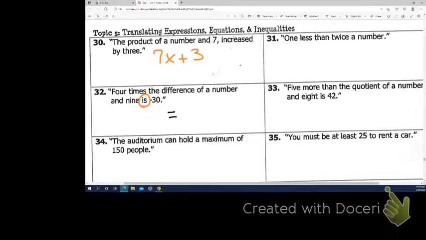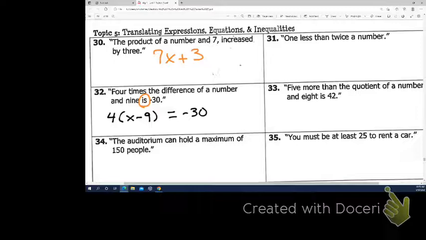And remember, if we have times the difference, times the sum, there are going to be parentheses. So 4 times the difference, so we need to stick the difference part inside some parentheses so that the whole thing would get multiplied. Some number, difference means subtract. And then we have an "is," so that's my equal. And then negative 30.